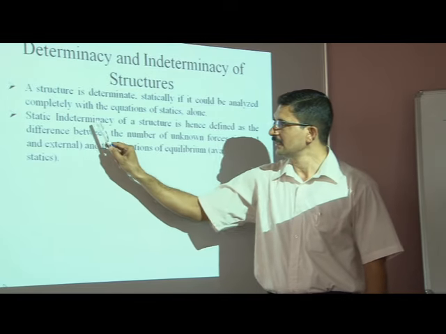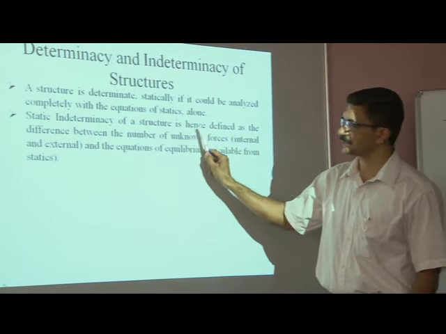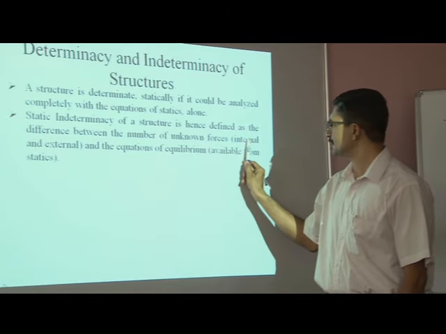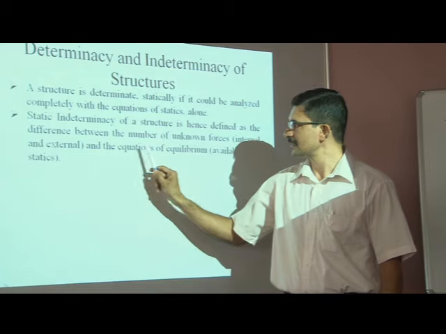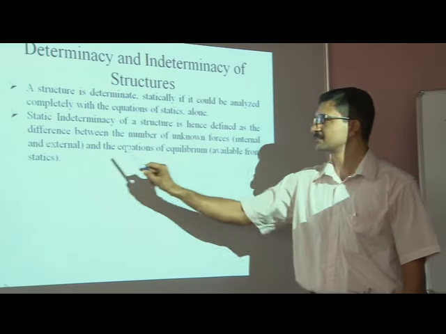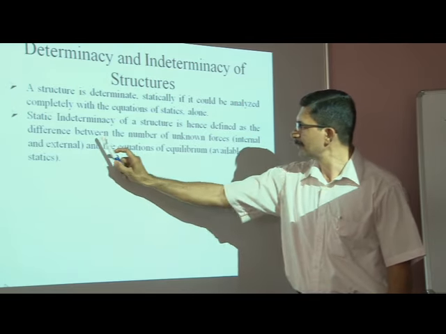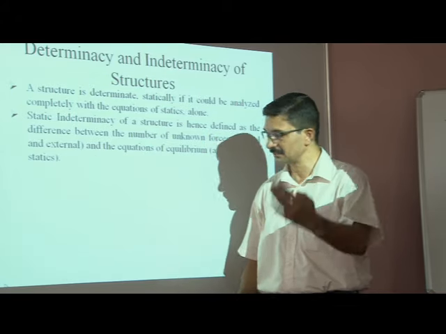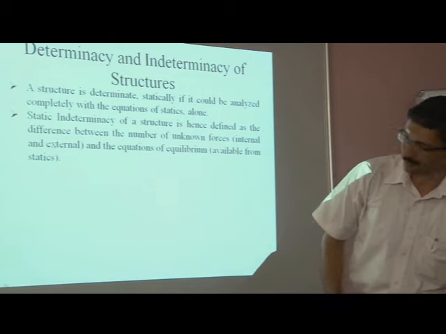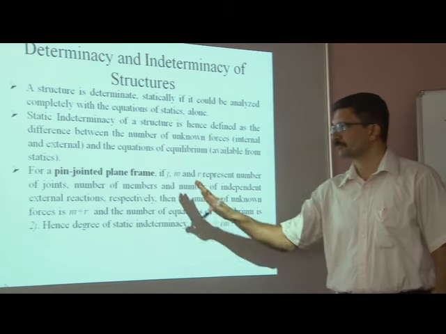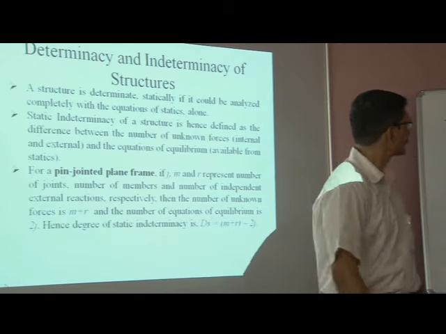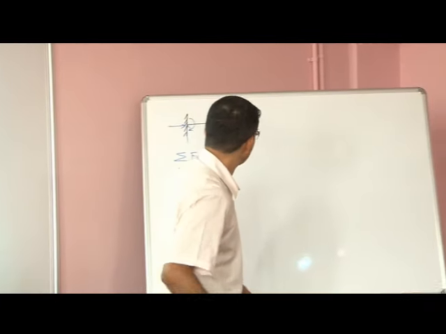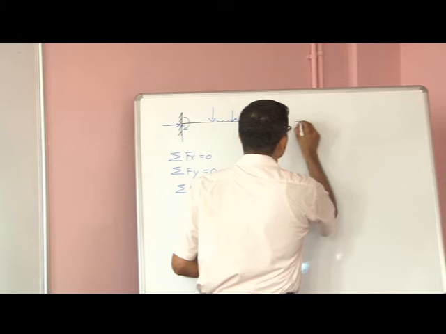And now static indeterminacy of a structure is hence defined as the difference between the number of unknown forces, that is internal and external, and the equations of equilibrium available from statics. What is meant by the number of unknowns, internal and external, would be clear with the next discussion. We proceed further. For a pin jointed plane frame, a structure may be like this.